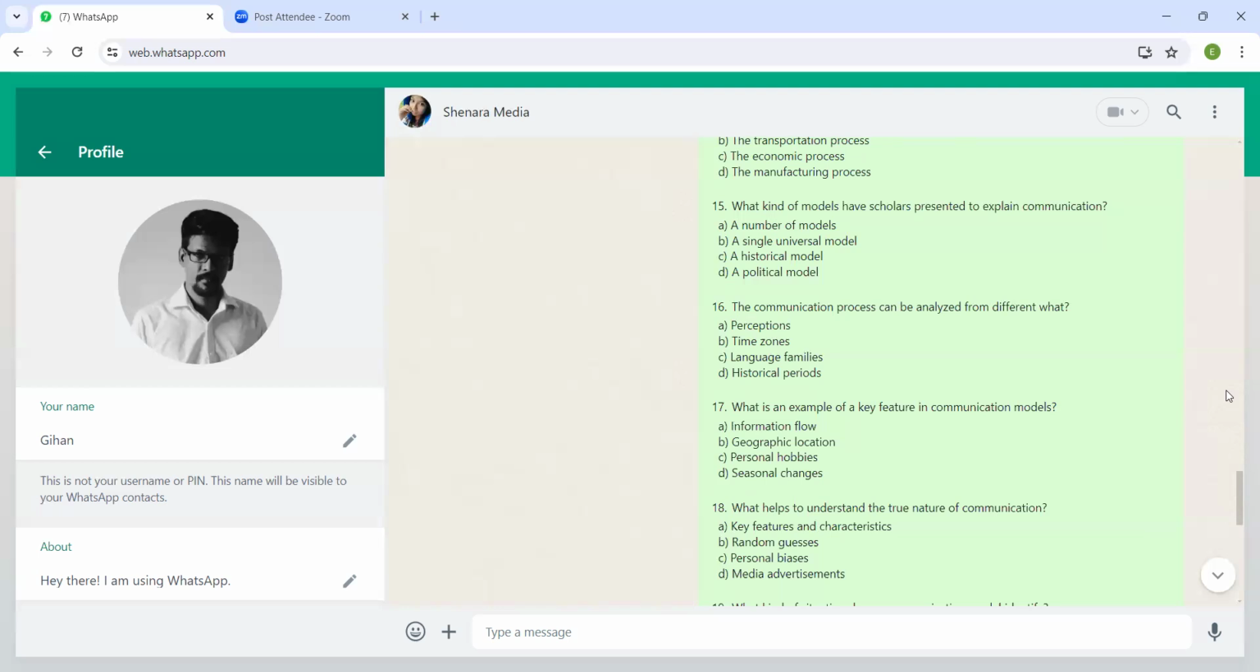What is an example of a key feature in communication models? Geographic location, not always there. Personal hobbies, not always there. Seasonal changes, not there. But the information flow is there. Whether feedback is there or not, whether they describe the noise or not, they always discuss information flow.